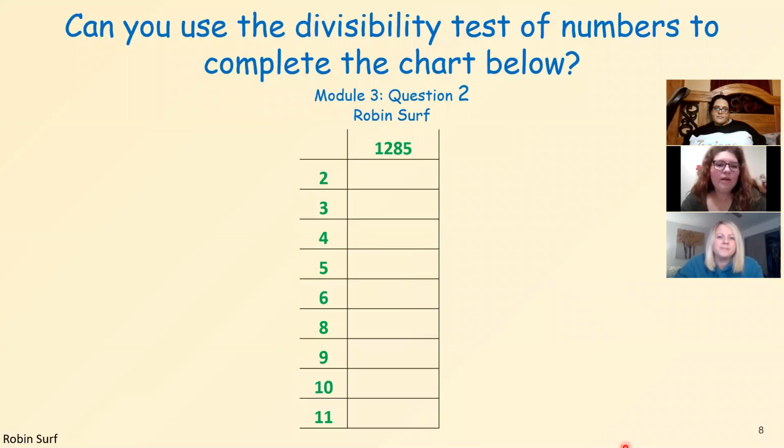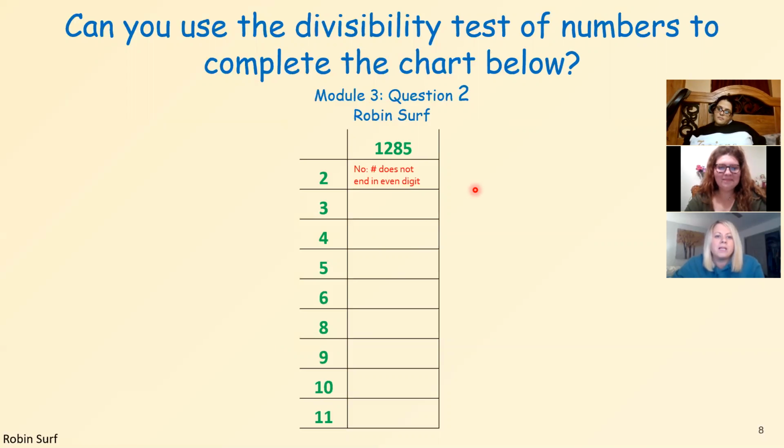All right, Robin, can you use the divisibility tests of numbers to complete the chart below? Okay, so let's go ahead and look at the chart. Basically, they would like to know if any of the numbers in the top row are divisible by the numbers in the left column. There are certain rules you can ask yourself to find the quick solution. Let's take a look at the first number in the list, which is 2. Any number which ends in an even digit will be divisible by 2.